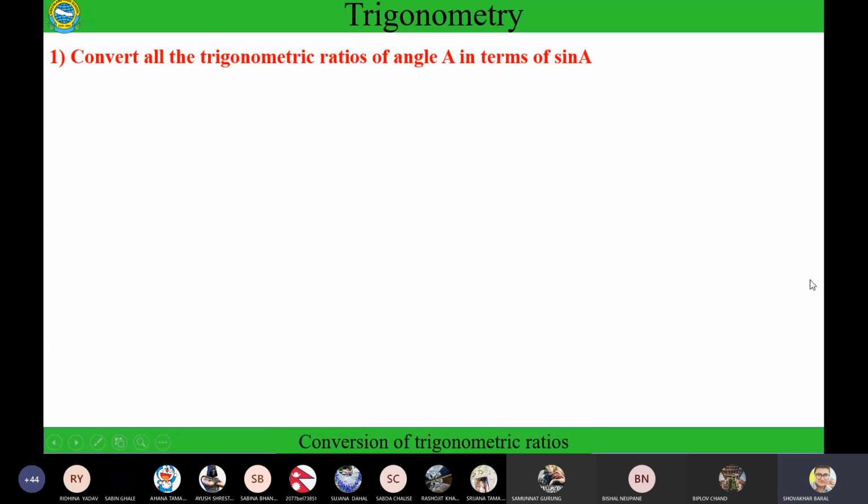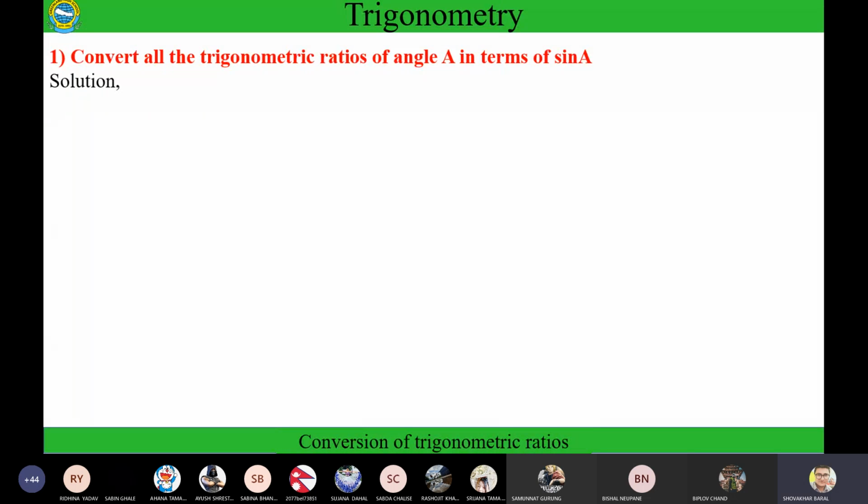We convert all trigonometric ratios of angle A in terms of sine A. You may not understand the question just by reading it. After solving it, you will understand it fully. Just write it: convert all the trigonometric ratios of angle A in terms of sine A. Some books have included this in class 8 also, but in some textbooks it is not included in class 8.